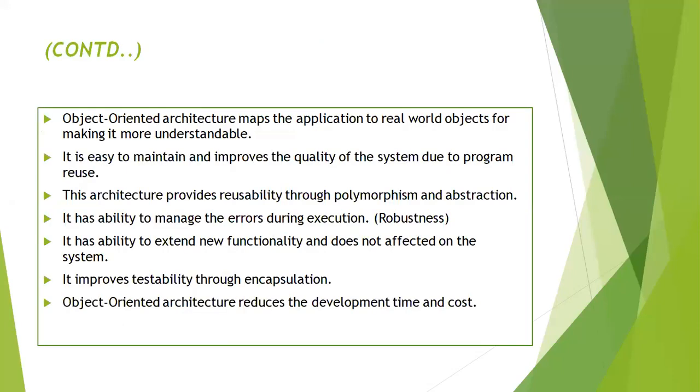Why? Because object oriented architecture maps the application to real world objects. Whatever application we are developing in our project, that application is totally converted into real world objects. By converting like this, it is more understandable to us. Next, coming to the second point, it is easy to maintain and improves the quality of the system due to program reuse. So here in Java we also have the concept of program reusability.